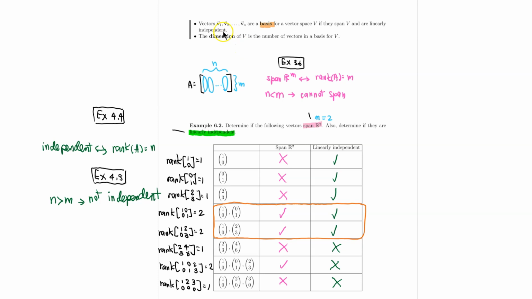And the dimension of the vector space is just the number of vectors in a basis. Notice that we usually say that R squared has dimension 2, and that is because if I were to find a basis for that vector space, then the number of vectors I have is always going to be 2.